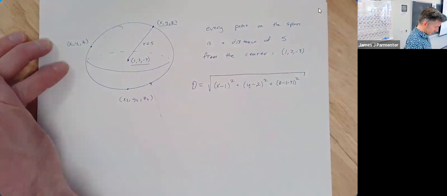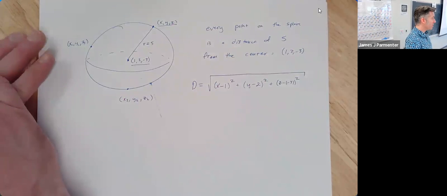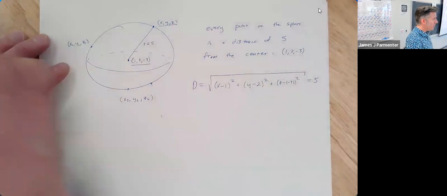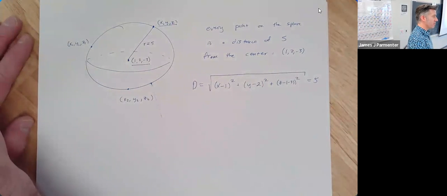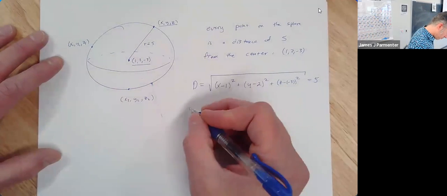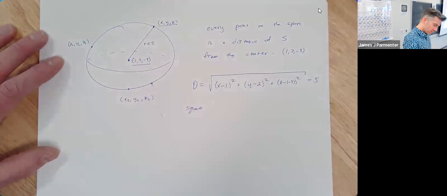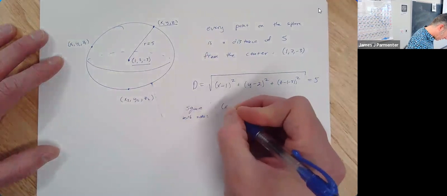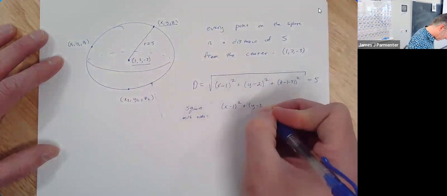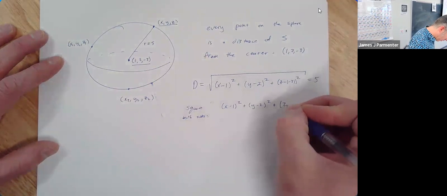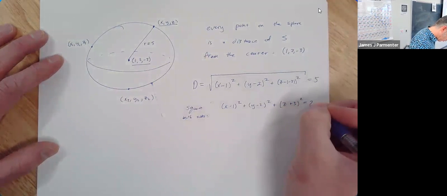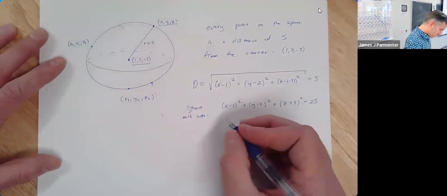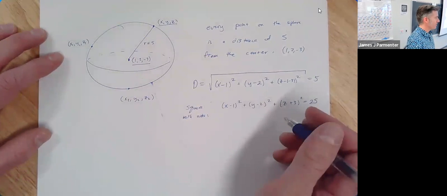And we know, because of the way we've drawn it, that distance is how much? It's 5. And now I'm going to do one thing to make it look more like the equation of a sphere. I'm going to square both sides. To square both sides, I'm going to get x minus 1 squared plus y minus 2 squared plus, I would write this as z plus 3 squared equal to 25. And that is your standard equation of a sphere. Center is 1, 2, -3, radius is 5.